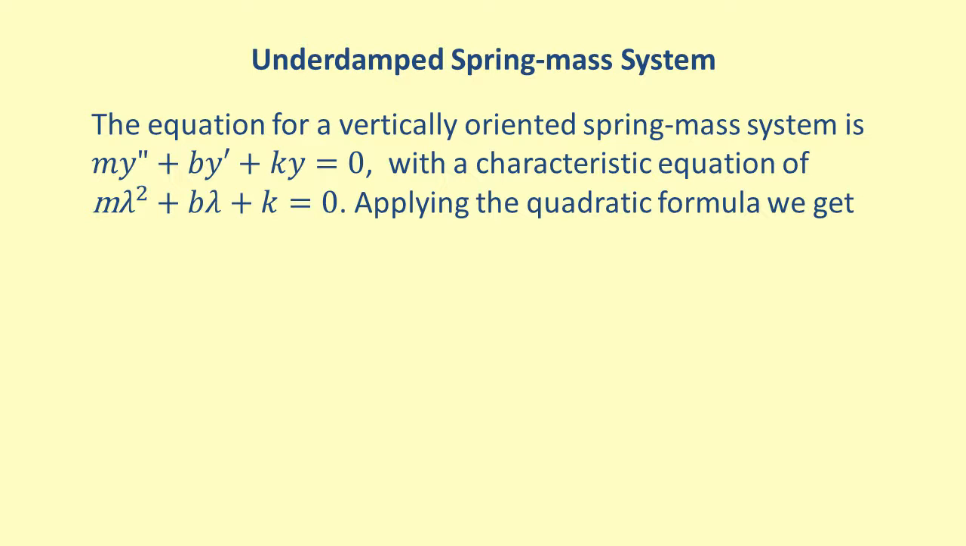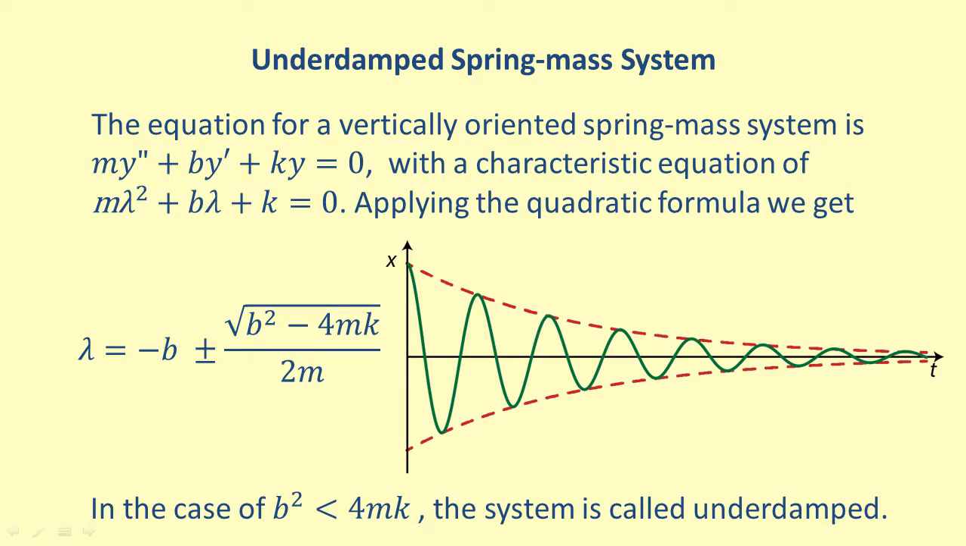This can be solved with the quadratic formula if necessary. In cases where imaginary roots are found, we call the system underdamped. The spring weight system will oscillate but will lessen with each period until it reaches equilibrium again.